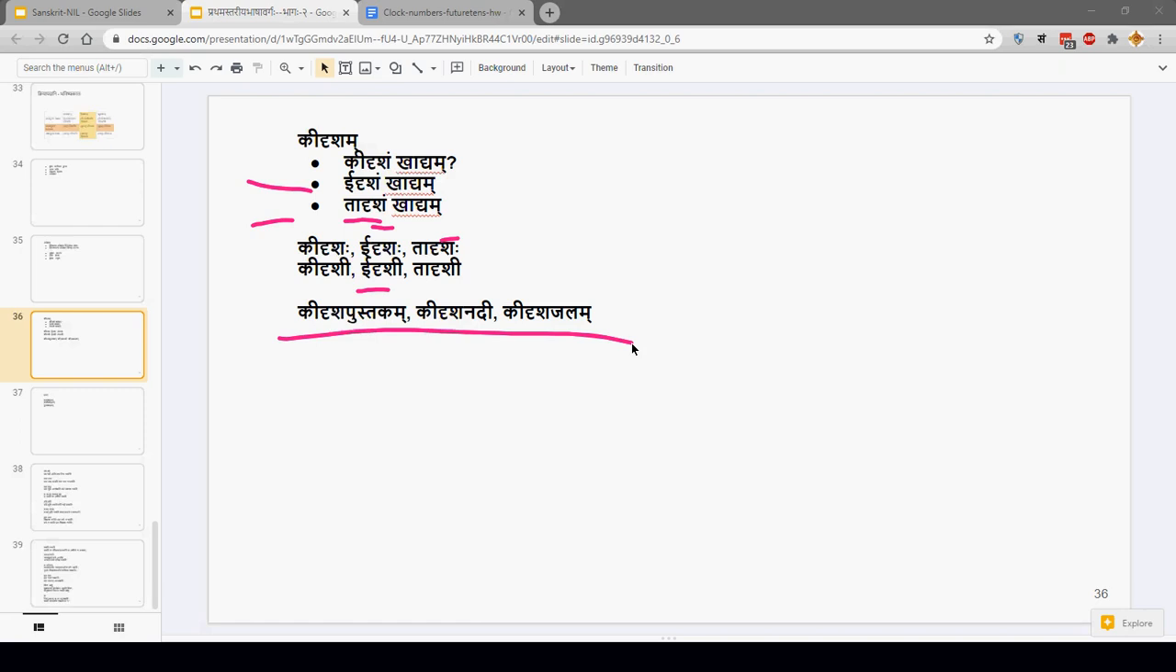For example, the question could be kidrusham vahanam asti, what type of vehicle is there? So kidrusham vahanam asti, and then you can point your finger to your vehicle and say idrusham vahanam asti. Or tadrusham, you can show something else away. Tadrusham is a little bit away, right? Tat is away. Tadrusham vahanam asti. Like that you can show.